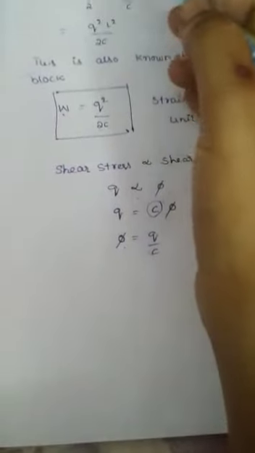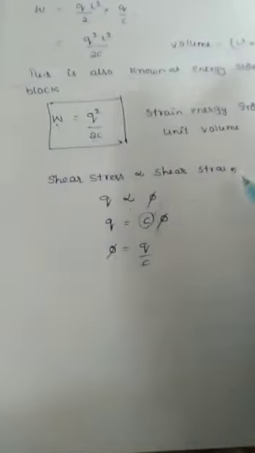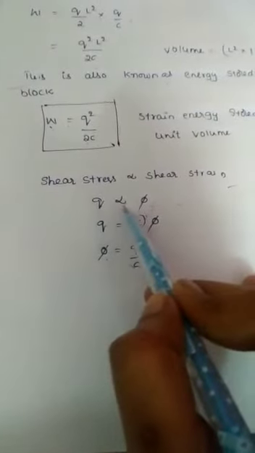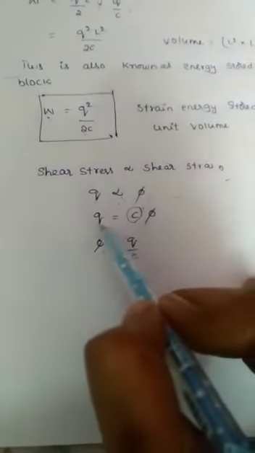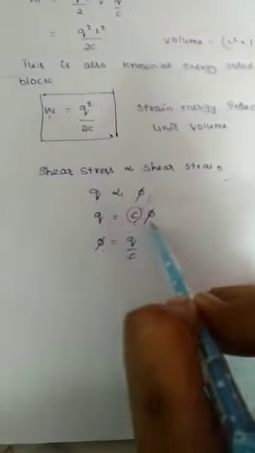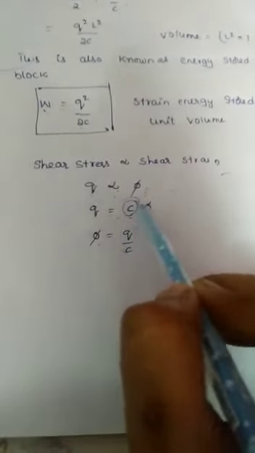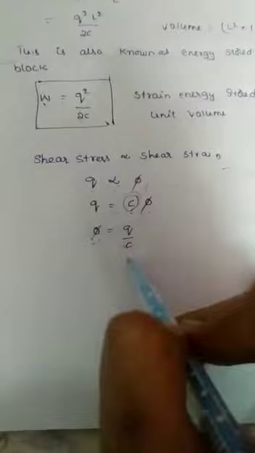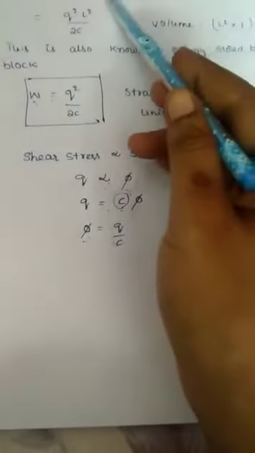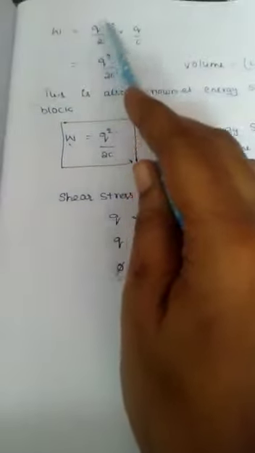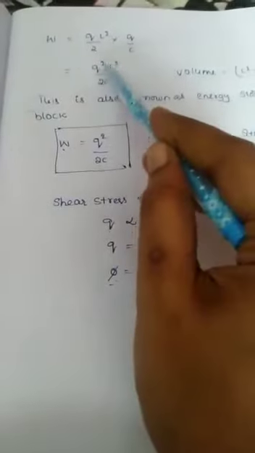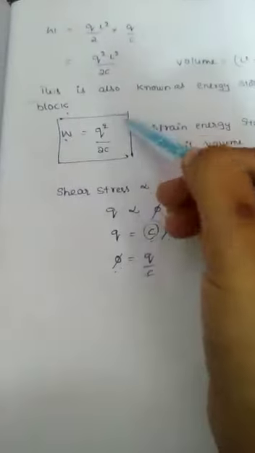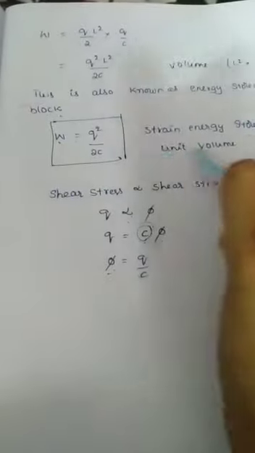Here shear stress is directly proportional to shear strain. So Q is directly proportional to phi, so Q is equal to C into phi. Here C represents the modulus of rigidity. Therefore phi is equal to Q by C. Substitute the phi value in this equation: Q into L square by 2 into Q by C, which is Q square L square by 2C. This is also known as the energy stored by the block. Therefore W is equal to Q square by 2C, the strain energy stored per unit volume.